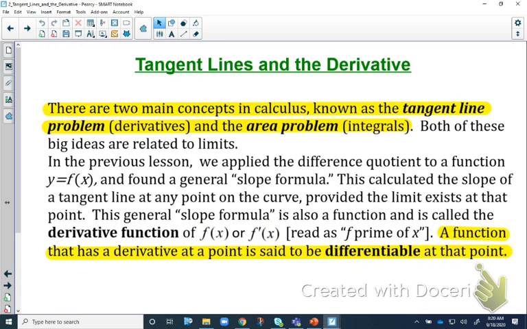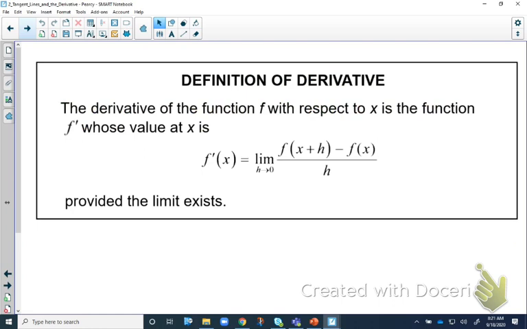And at the bottom, a function that has a derivative at a point is said to be differentiable at that point, which is definitely something we need to make sure that we're paying attention to, because if I don't have a derivative, then the function that it came from couldn't be differentiable at that point. And there's going to be times when you're going to see that functions simply aren't capable of taking a derivative at a point. But today we're just still broaching the idea of what it is.